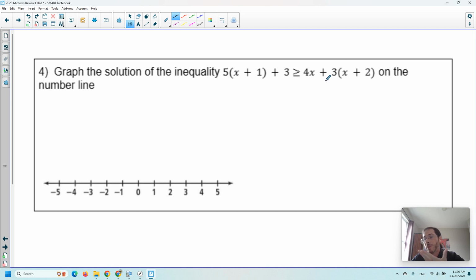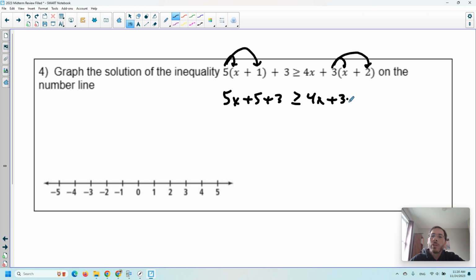So this is a really big inequality, but we're going to be calm about it. We're just going to go one step at a time. So we're going to do all of our distributing. So 5x plus 5 plus 3 is greater than or equal to 4x plus 3x plus 6. Remember, when we distribute, we multiply, we don't add. We'll combine all the like terms that we see.